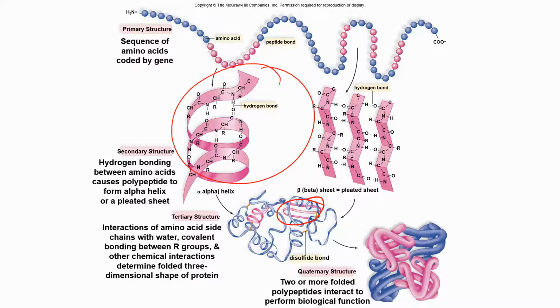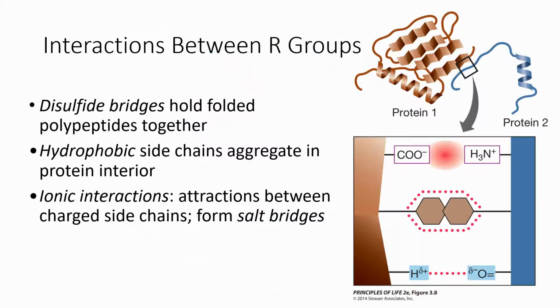Now, if it's a simpler protein that doesn't have multiple peptides and it's just a single chain of amino acids, it won't have a quaternary structure. It'll stop at tertiary structure. And if I have thoroughly confused you, well, that's why you have that protein structure packet. And that's also why we're going to do an activity with proteins in class.